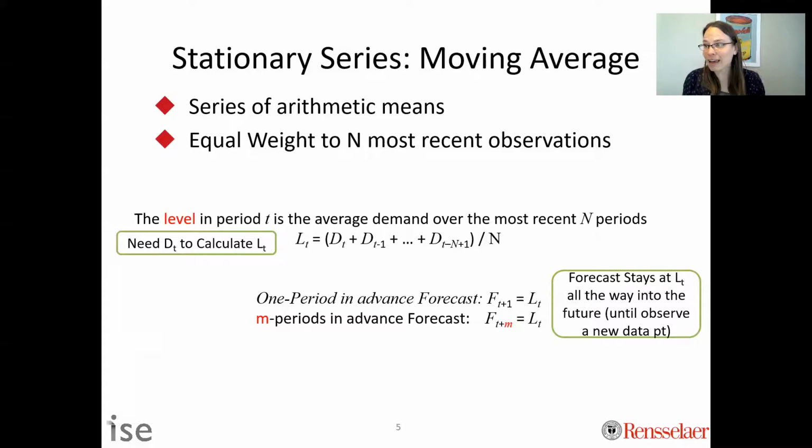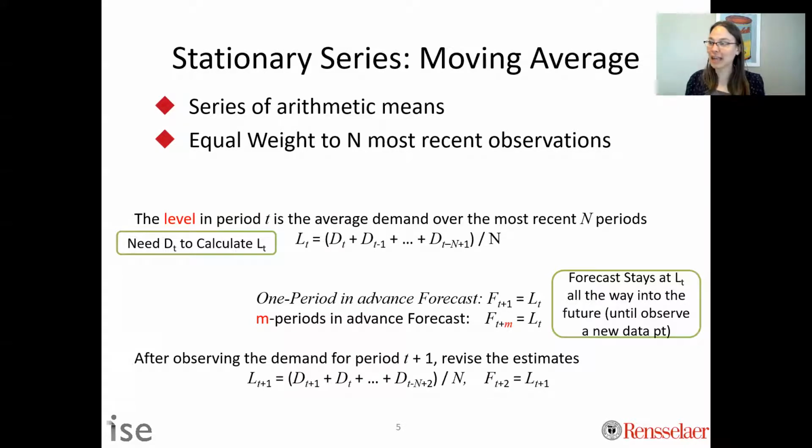So you do that, and then the future happens. You observe what actually happens in D of t plus 1, and then you would update and adjust. You would get a new L of t plus 1 estimate, and this process would continue. All right, so let's do that.